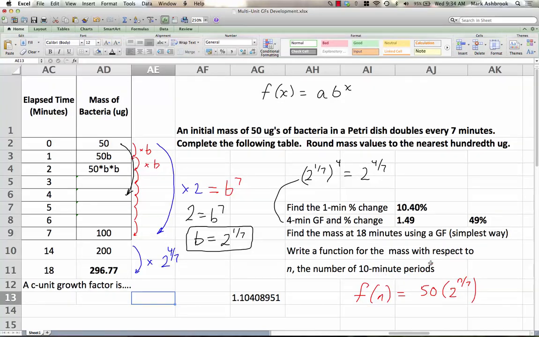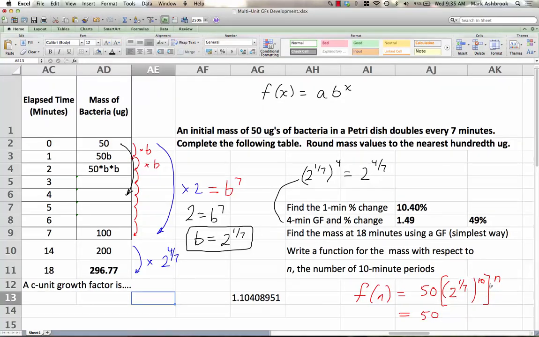So if n is a number of 10-minute periods, okay, so let's rearrange things here. Yeah, now you got it. So let's do 2 to the 1/7. And we want the 10-minute growth factor. So how would we get the 10-minute growth factor out of that? Yeah, to the 10th. So now that whole thing is the 10-minute growth factor in the brackets. And in the function, we want that raised to the? Yeah. So then you can write 2 to the 10/7 to the n if you want.